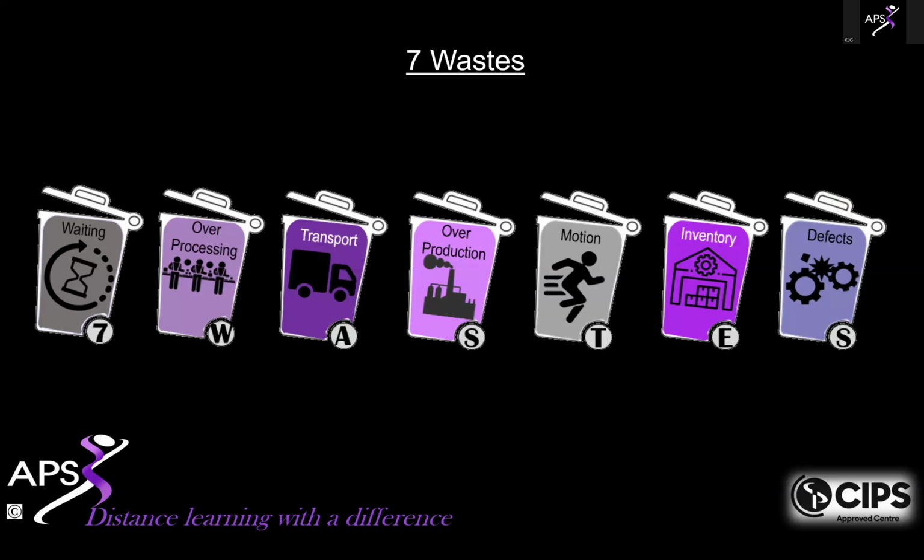So that's your 7 wastes. You can relate waiting, over-processing, transport, overproduction, motion, inventory, and defects to most aspects of the supply chain. Look at your own supply chain. See if any of those 7 wastes are present. See if you can remove them to try and reduce waste and add value.